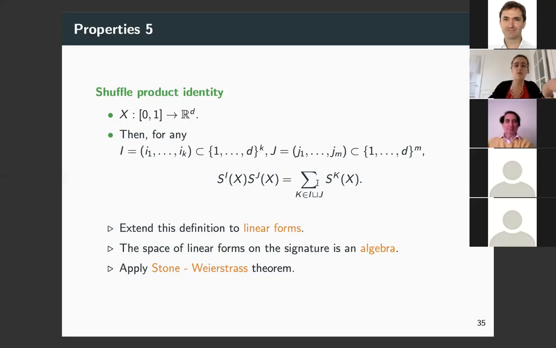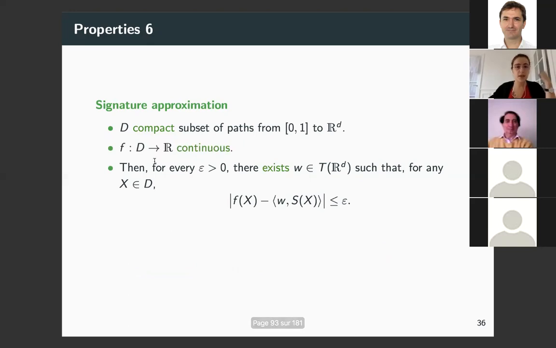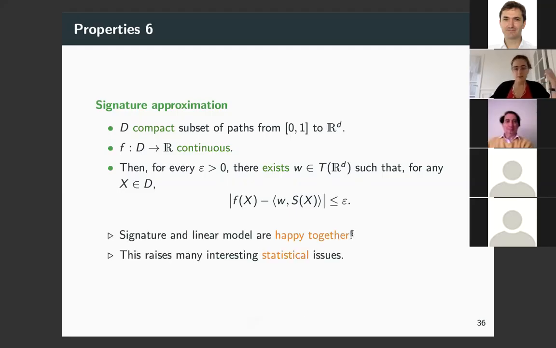And so the space of linear forms is an algebra. This gives us the following property with the Stone-Weierstrass theorem: as it's an algebra, you can approximate any continuous function by a linear function of the signature. This is really a crucial property for statistics, because f of x is actually the prediction function. It means that by just considering the signature, I can approximate it at epsilon, with epsilon arbitrary. So it means that the signature and the linear model are happy together.